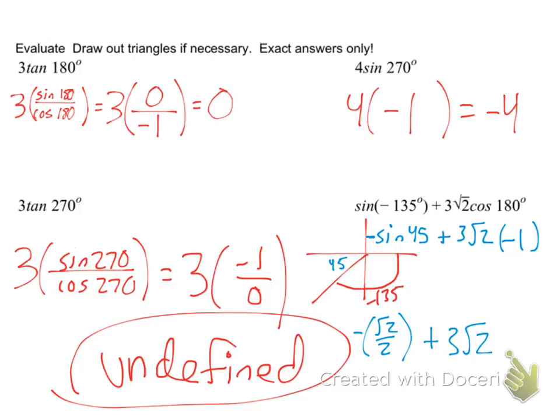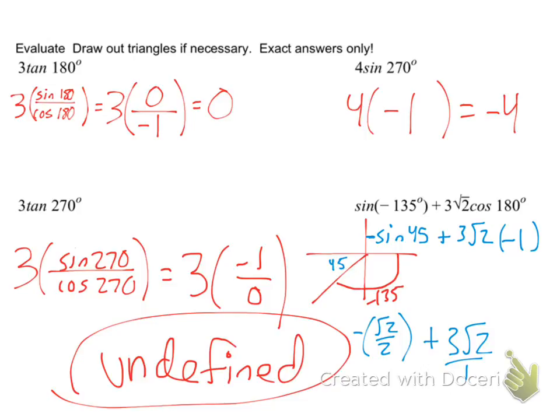And of course, if I wanted to really, truly finish this, I need to write that as one fraction. This has a 2 as a denominator. This one has a... well, it's a negative square root of 2 over 2. But the negative can be on top. What's the denominator of this thing? Isn't it 1? There's nothing there.